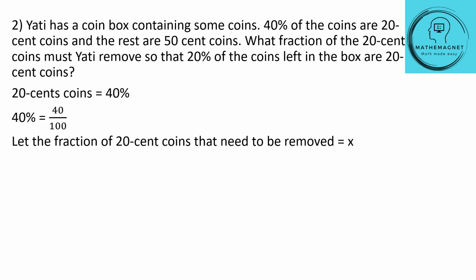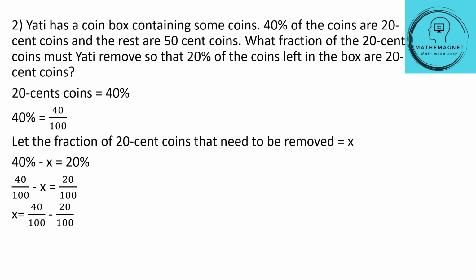Now let the fraction of the 20-cent coins that needs to be removed be x. So basically you are going to remove this x amount of 20-cent coins from that existing 40% coins. So what will be left will be 40% minus x, which will be equal to 20%. So it will be 40 by 100 minus x equal to 20 by 100. That's how we are going to rewrite the percentage, right? 40% is rewritten as 40 by 100 and 20% will be rewritten as 20 by 100. So to find x, it will be 40 by 100 minus 20 by 100, which is equal to 20 by 100, which is nothing else other than 1 by 5. So the fraction of 20-cent coins that needs to be removed, so that 20% of the coins left in the box are 20-cent coins, is 1 by 5. So 1 by 5 is the fraction of coins that needs to be removed.